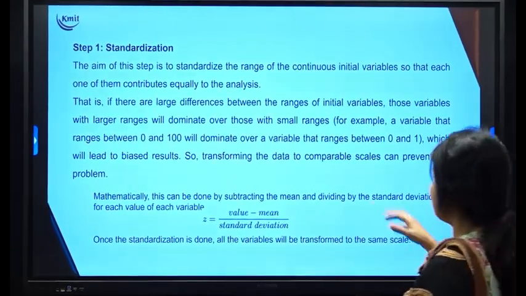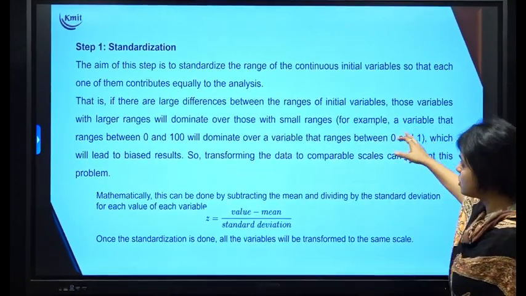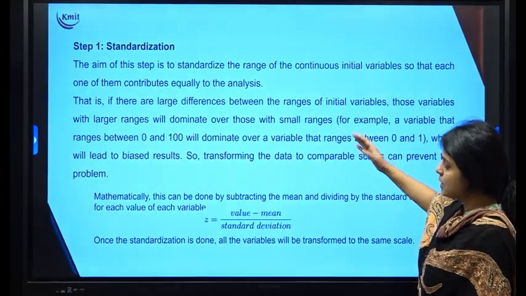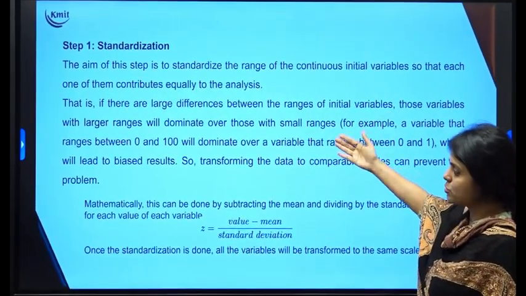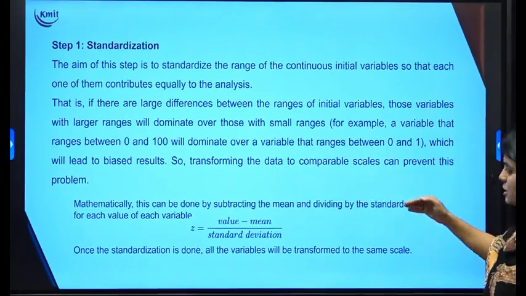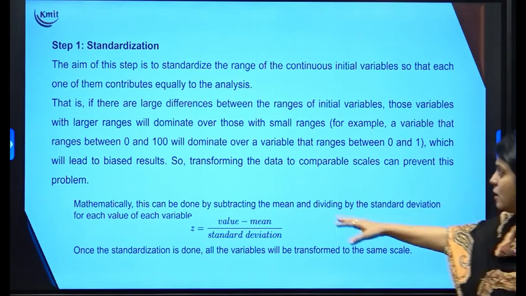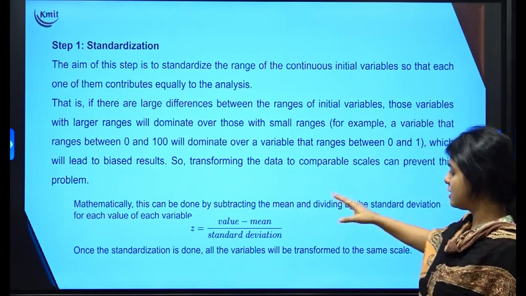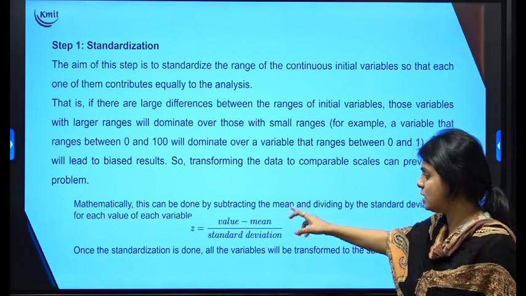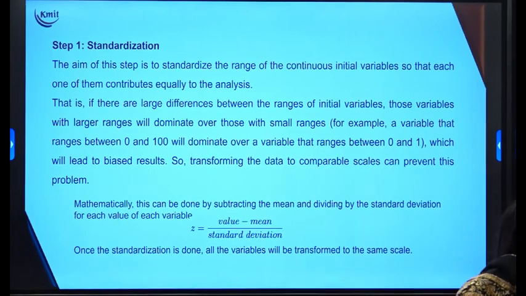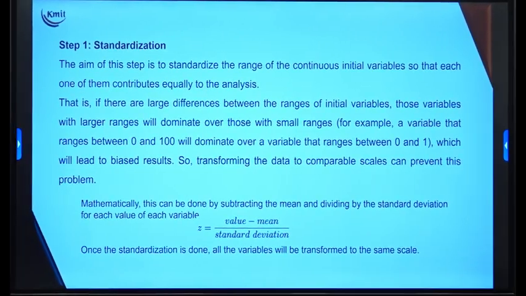Okay, so if you have large differences in the ranges of initial values, they will dominate over the small values, and the machine will have discrepancy in understanding which has to be given importance. So they'll have biased results. Transforming the data to comparable scales can actually prevent the problem. Mathematically, for standardization, we subtract the mean and divide by the standard deviation: the original value minus mean, divided by the standard deviation. Once the standardization is done, all the variables would be transformed to the same scale. So this is the importance of standardization.